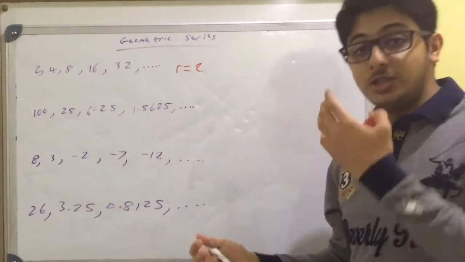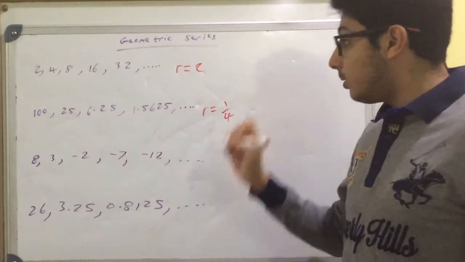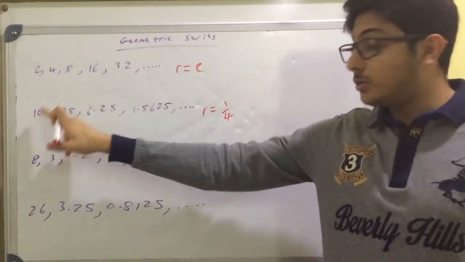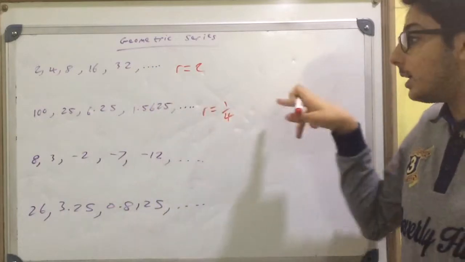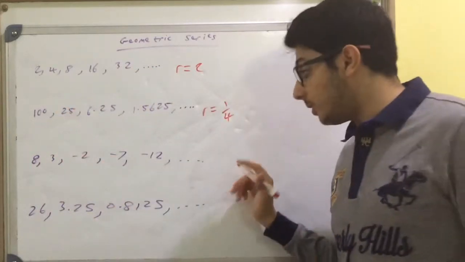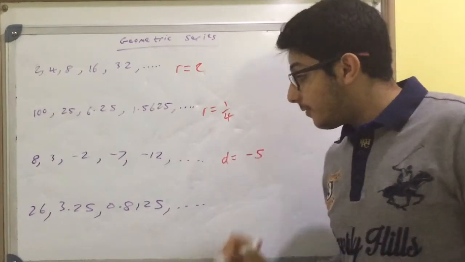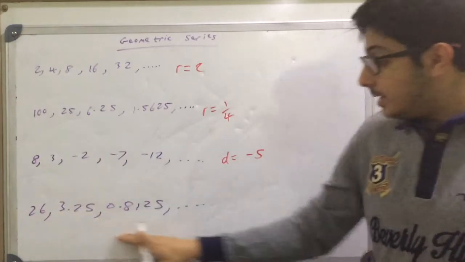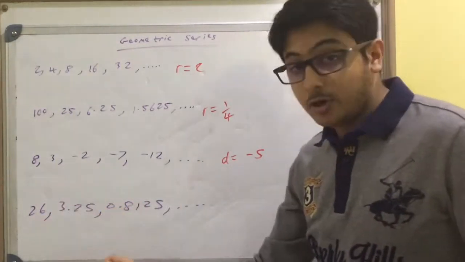This is also a geometric series because it has a common ratio, 1/4. To get from 100 to 25, you multiply by a quarter, then you multiply by a quarter again, and again. This is not geometric. It does not have a common ratio. It's actually arithmetic with a common difference of -5. This is not geometric because it does not have a common ratio.